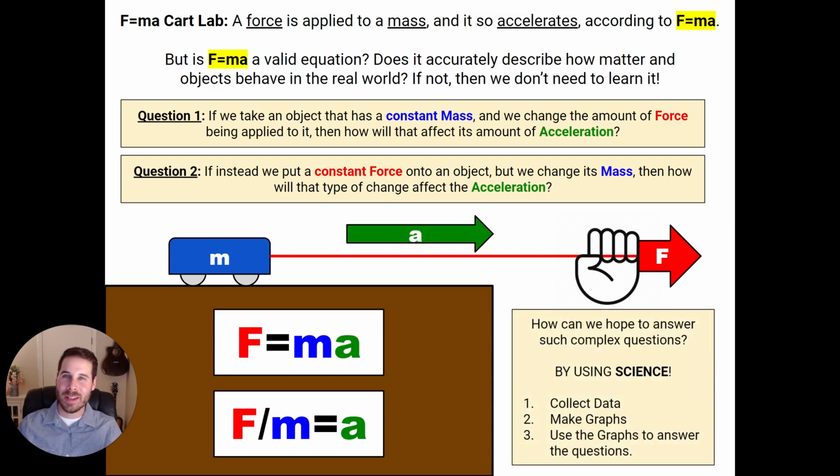So how can we hope to answer such complex questions? Well, it's simple. We're going to use science practices. What's the first thing a scientist usually does? They collect data. And then what do they do with that data? They usually visually display it in the form of a graph. Then using that graph, they can draw a conclusion of some kind to answer whatever question they had. So we're going to go through that process, and we'll see if F equals ma is an equation that matches reality and how things actually move in the real world.